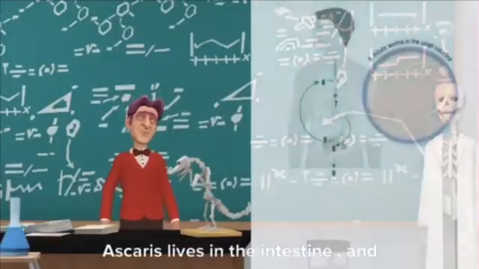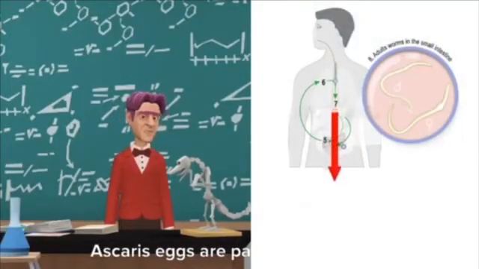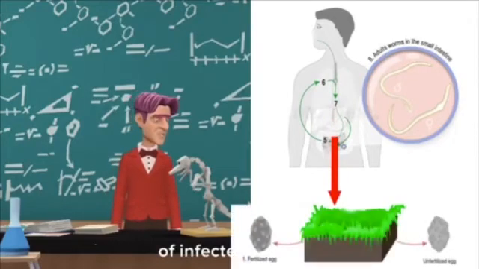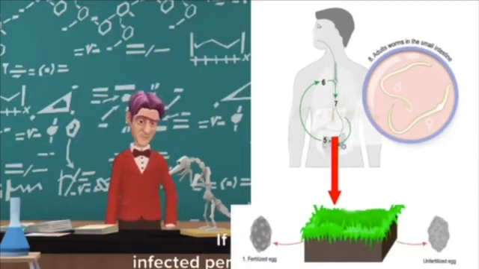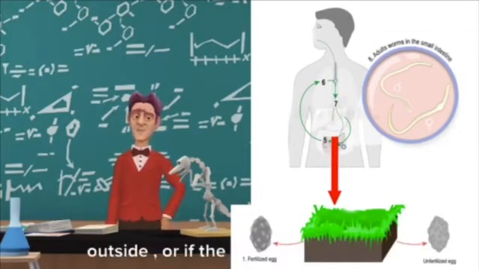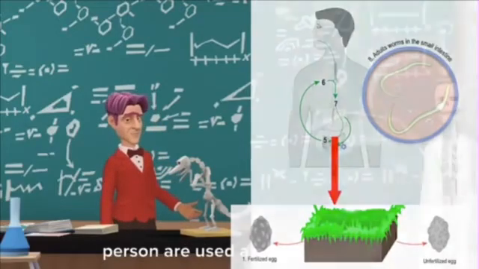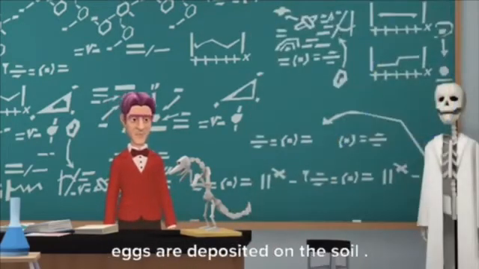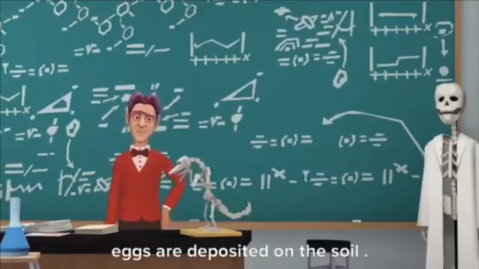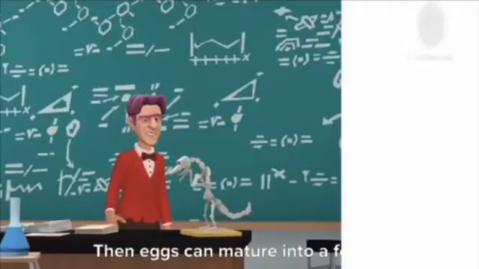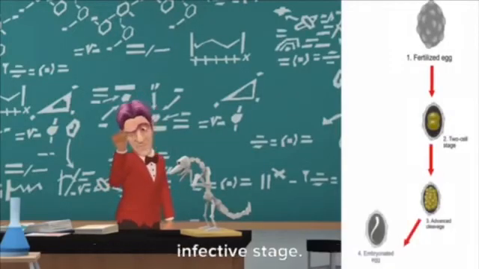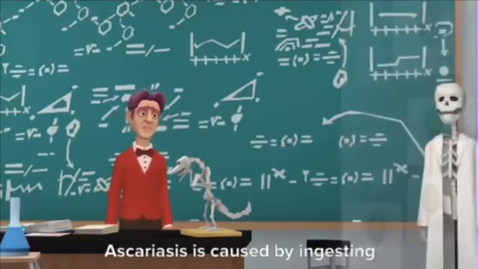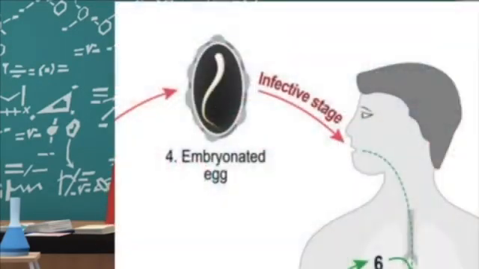Ascaris lives in the intestine, and Ascaris eggs are passed in the feces of infected persons. If the infected person defecates outside, or if the feces of an infected person are used as fertilizer, then eggs are deposited on the soil. Then eggs can mature into an infective stage. Ascariasis is caused by ingesting these infective eggs.